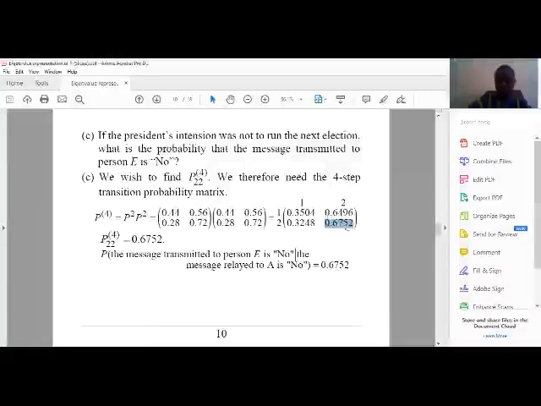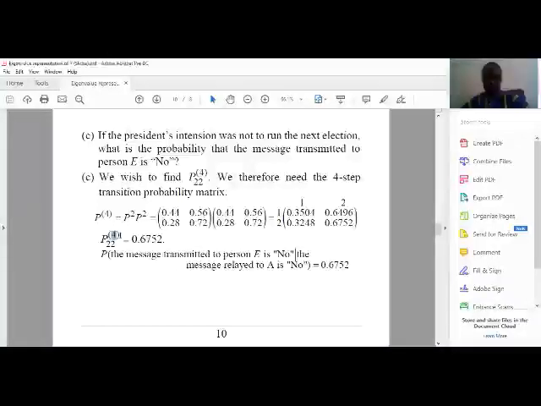So the probability for the fourth person will be 0.6752. We want the probability 2-2. 2 is for no, and the other 2 is also no. But this 4 means we are moving 4 transitions: from A to B, B to C, C to D, and D to E. That's 4 transitions. So first, you determine the 4th transition probability matrix and use that matrix to answer the question.